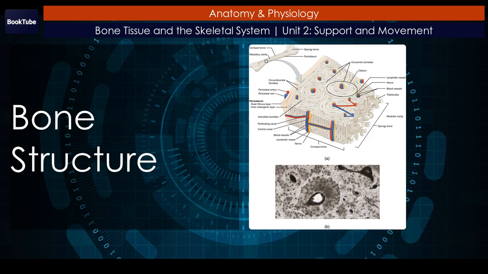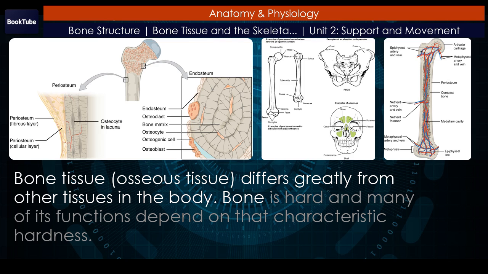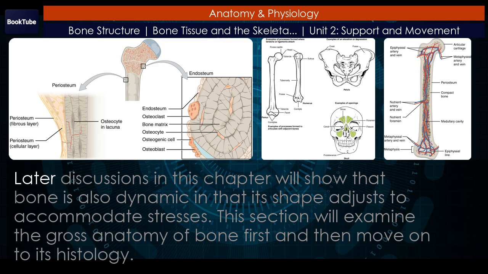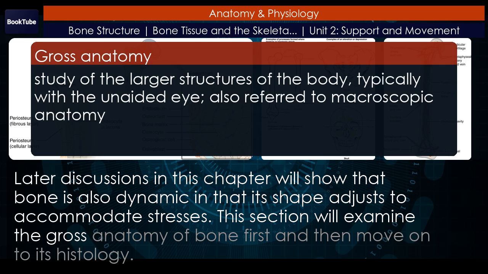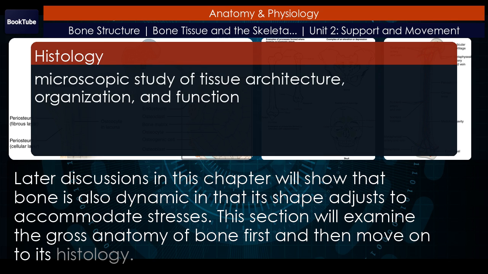Bone structure. Bone tissue. Osseous tissue differs greatly from other tissues in the body. Bone is hard and many of its functions depend on that characteristic hardness. Later discussions in this chapter will show that bone is also dynamic in that its shape adjusts to accommodate stresses. This section will examine the gross anatomy of bone first and then move on to its histology.